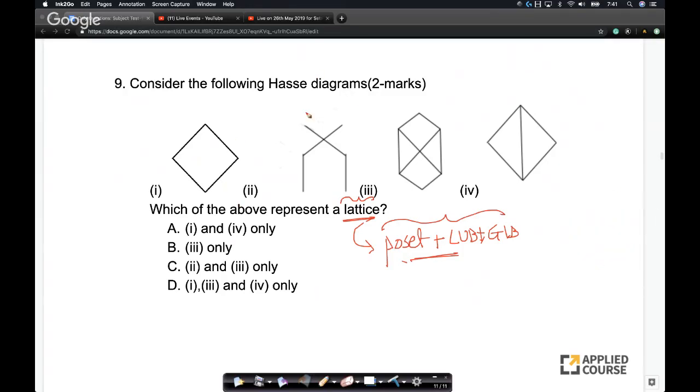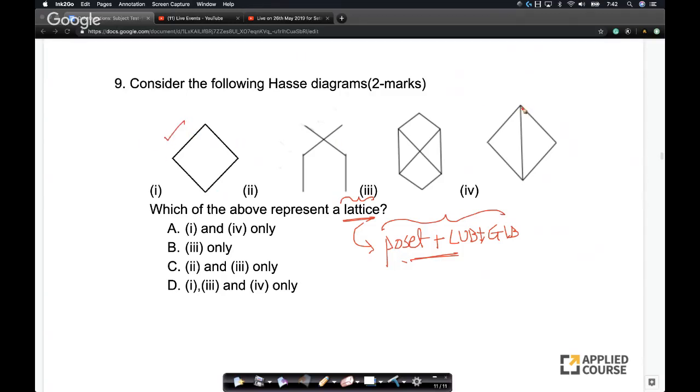Okay, so coming back to this question here. Which of the following is a Hasse diagram of a lattice? Okay, so that's the question, right? So this is a lattice, we know. This is a diamond lattice, okay?